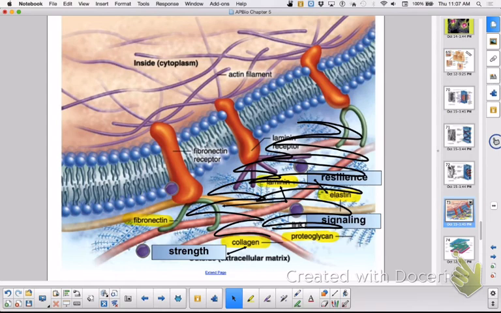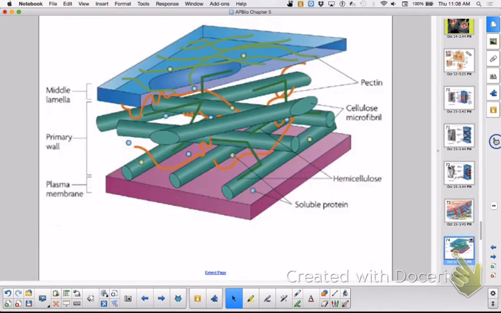All right, next, plant cells. Plant cells have walls, okay? Here is your cell membrane. Here is your primary wall that is laid down. And then, do you see right here where it says middle lamella? That would kind of be like the ECM for plants. You all right with that? And do you see where it says pectin? It has pectin in it.